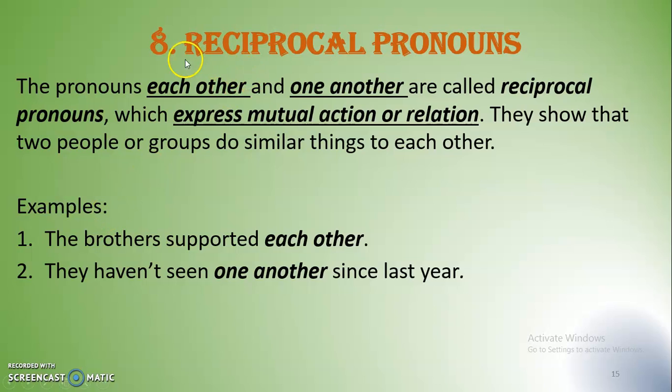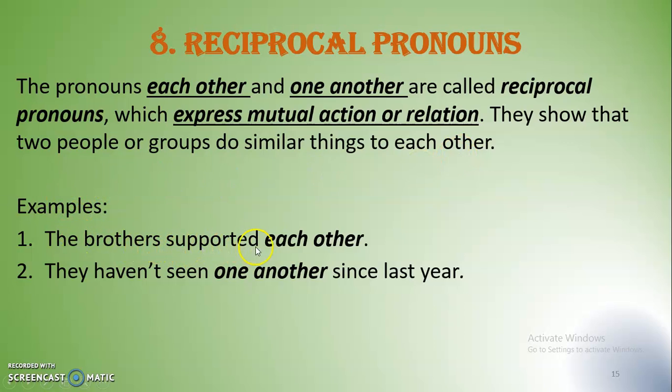The last one is the reciprocal pronouns. The pronouns each other and one another are called reciprocal pronouns, which express mutual action or relation. Mutual. So one-to-one, mutual relation, right? So these are the only two reciprocal pronouns we have here. They show that two people or groups do similar things to each other.